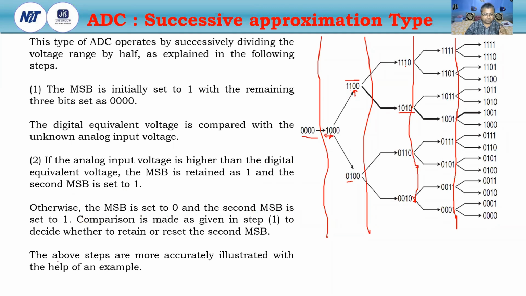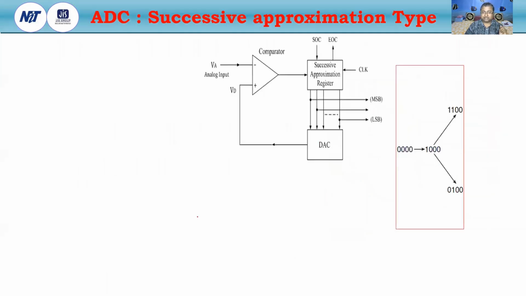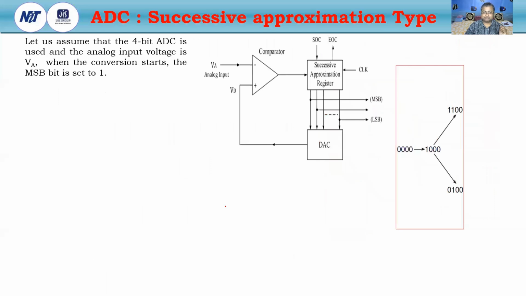So, if we come to the step by step, then what happens? This is the block diagram of the successive approximation type ADC. This is the successive approximation register. This is the digital to analog converter. This is the clock pulse. This is the end of the count, and this is the start of the count. SOC means start of the count and EOC means end of the count.